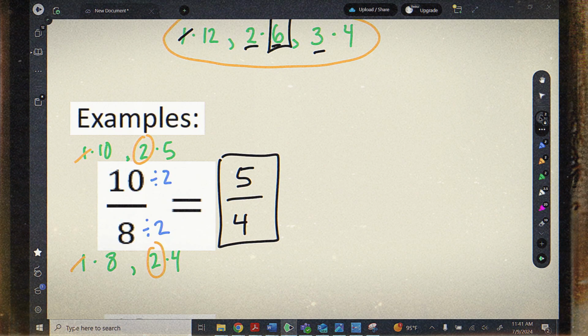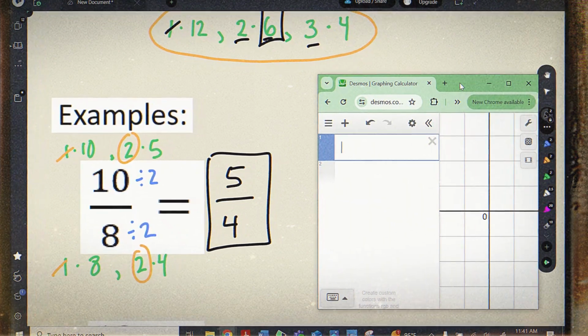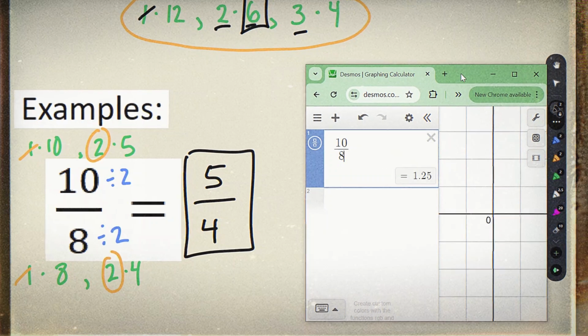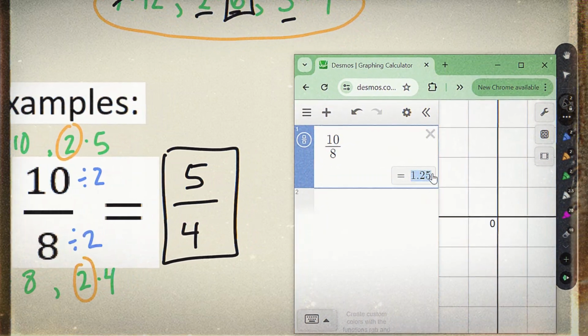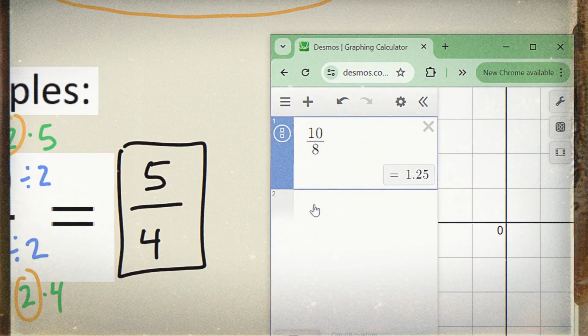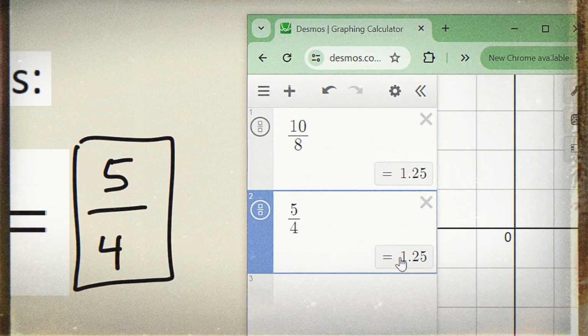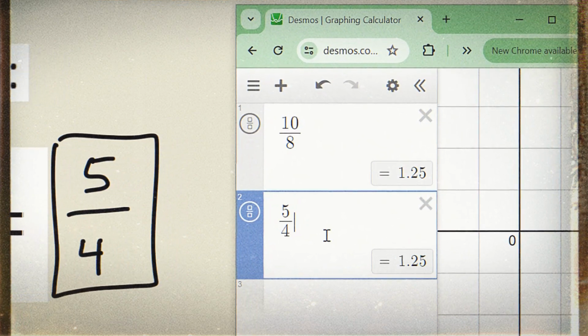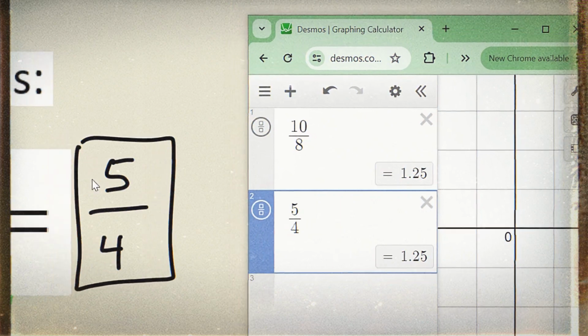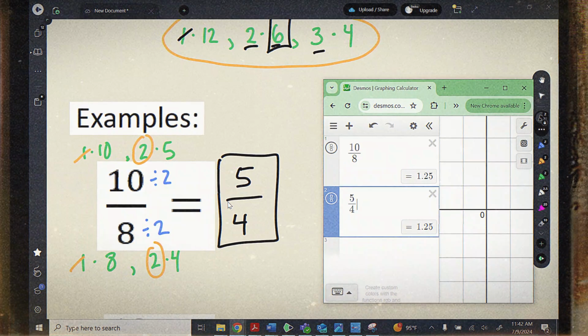Now, a way we can check our answer is using a calculator, and again, I'm going to use the Desmos calculator. Let me pull this over here. On one line, I'm going to type my original fraction, 10 over 8, and we see the decimal value is 1.25. Now, when I type in my answer, 5 over 4, I should get the exact same decimal value. 5 over 4, and notice I get the same thing, 1.25. So as long as those match, I know that they're equivalent. And of course, 5 and 4 are smaller numbers than 10 and 8. So that's what we want. This is our fraction in simplified form.